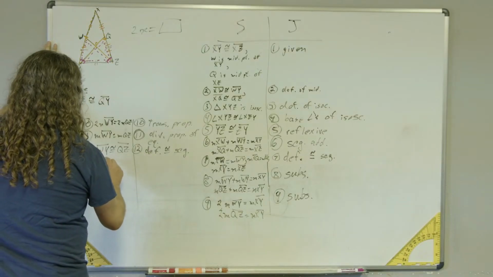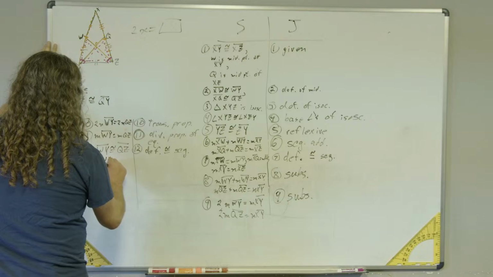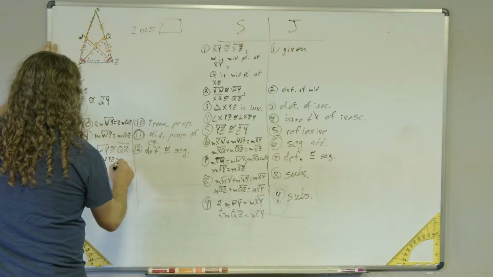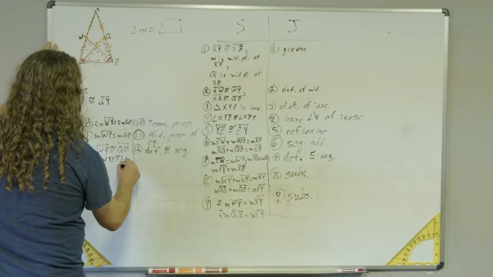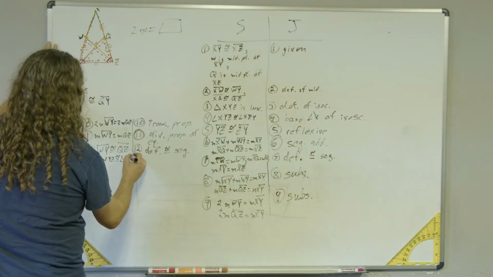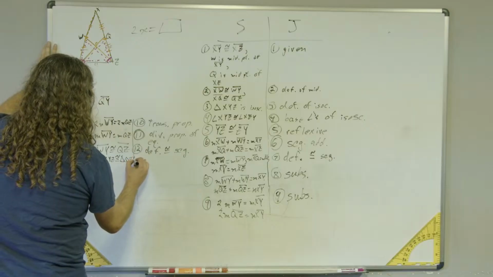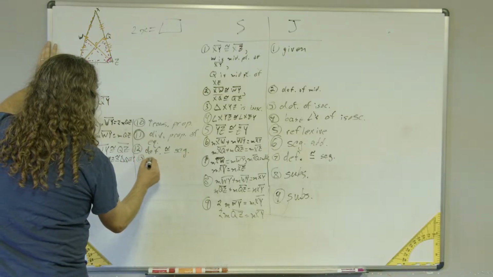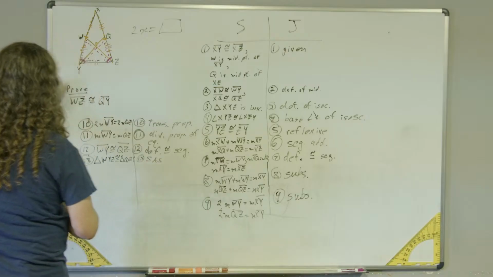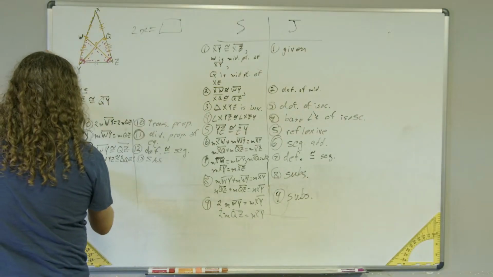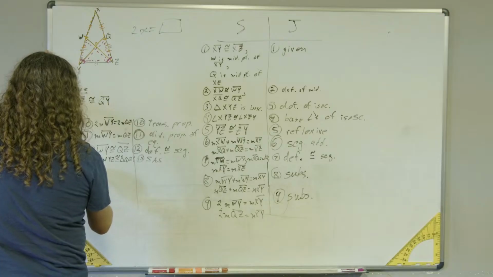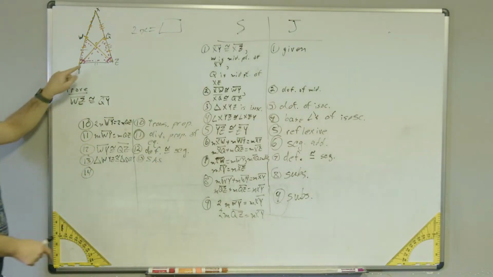Triangle WYZ is congruent to triangle QZY because of side, angle, side. And then what's the last thing we're going to say? This. What lets us say that? No, we use SAS to get the triangles congruent.